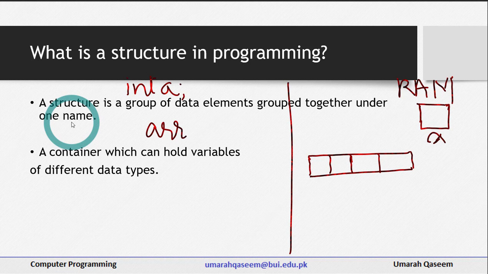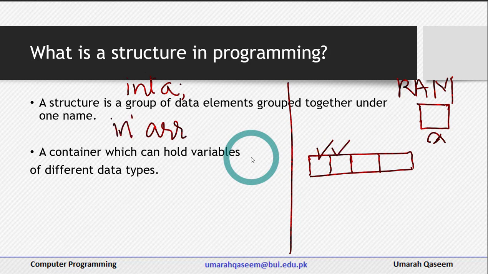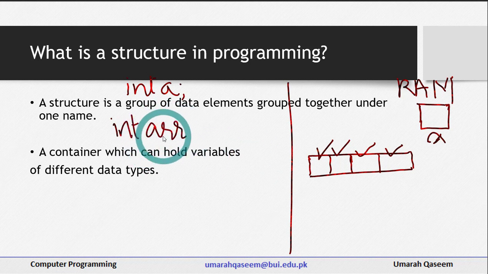Now, when you studied array, you also learned that array is a group of elements. So what is the difference between an array and a structure? The difference is, if an array is declared, and suppose this array is integer, all of these elements will be integer values. That means array is a group of elements of the same data type.